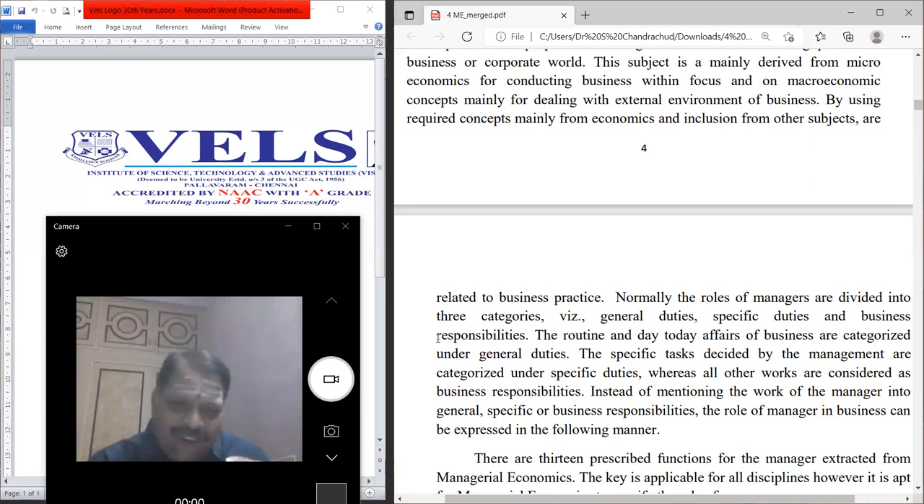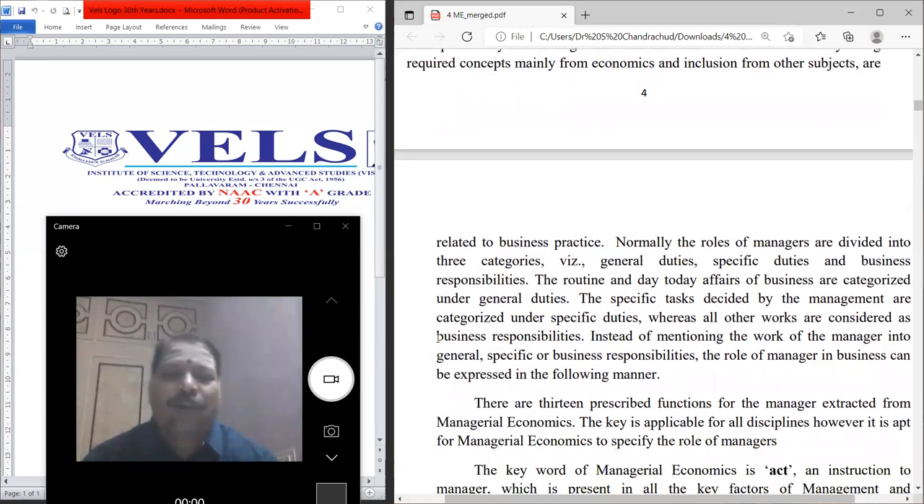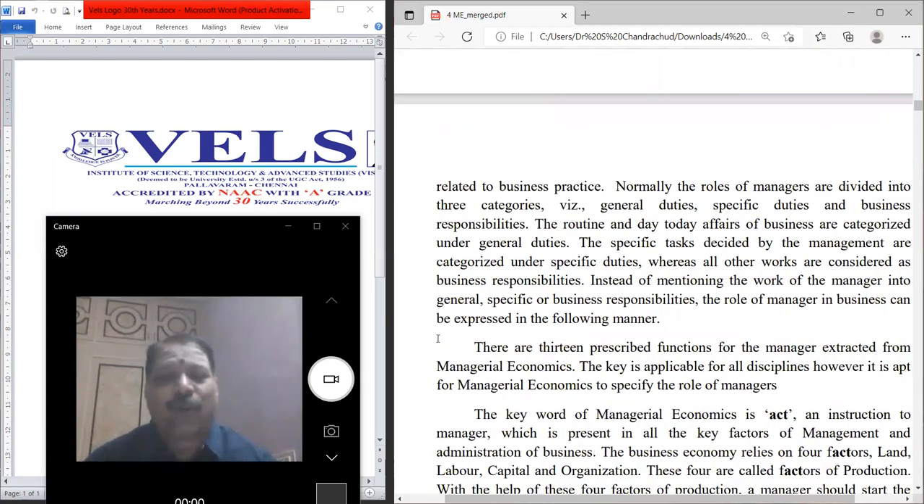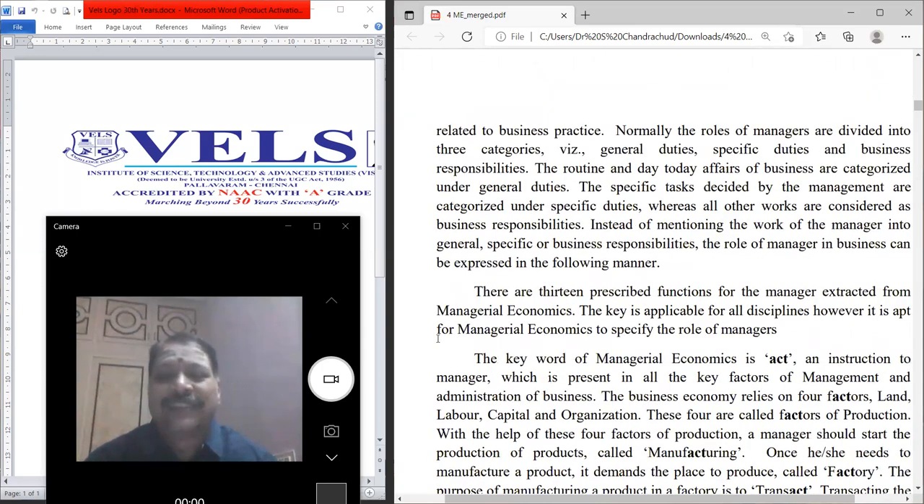Whereas all the other work is considered as business work. There are some routine work, there are some specific work. Apart from these two, whatever work there is, it is considered to be the general responsibilities. Instead of mentioning the work of the manager into general, specific, or business responsibilities, the role of manager in business can be expressed in the following manner.